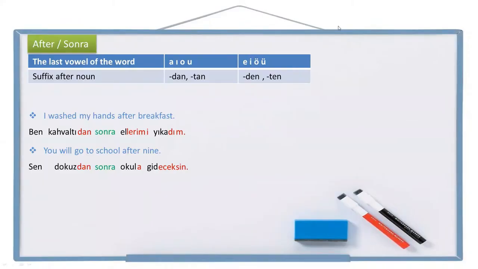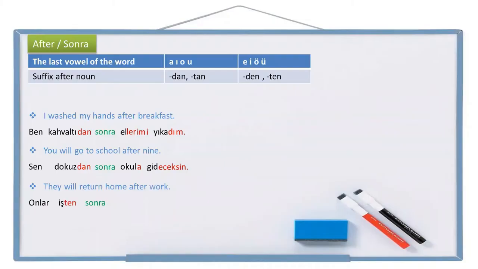Let's make one last example. They will return home after work. Let's write the person pronoun first. They. After work, we are going to change the places of after and work. Let's write work first. İş. After, sonra. Let's combine them with the suffix, işten sonra. Ten, not te, because of consonant alternation.